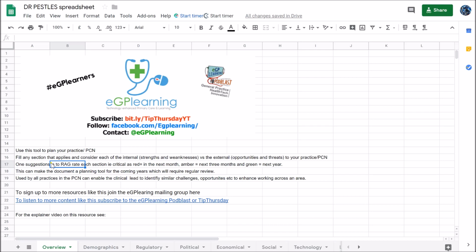A suggestion is red being something that needs to be dealt with in the next month, amber being something that needs to be dealt with in the next 3 months, and green something that needs to be dealt with in the next year or so. Hopefully that's a useful guide in terms of what you could potentially use this tool for. But obviously you can change those criteria to suit the needs of your practice or your PCN.